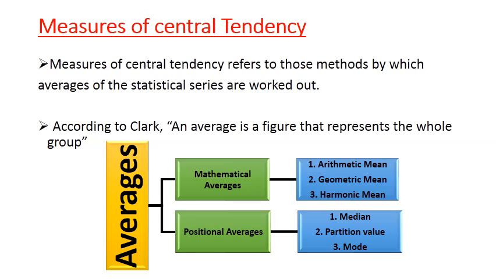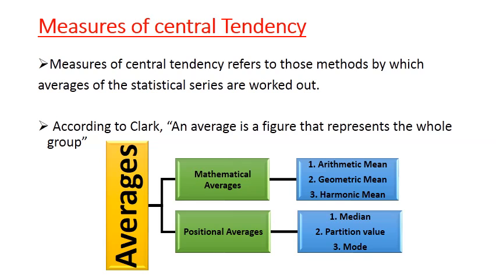According to Clark, average is a figure that represents the whole group. So this average is a value, a number which represents the whole series. We have mathematical average and positional average. In mathematical average, we have arithmetic mean, geometric mean, and harmonic mean. And in mathematical average, we have only arithmetic mean in our syllabus.